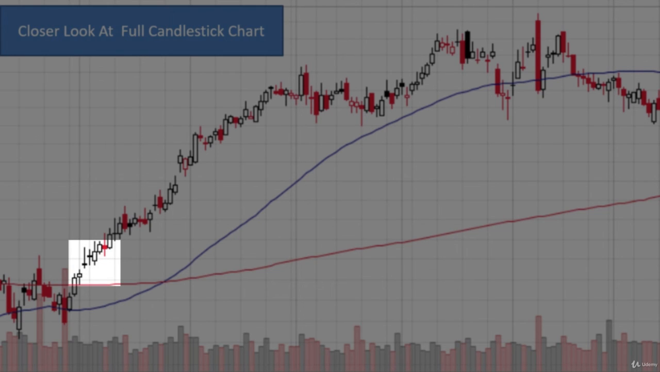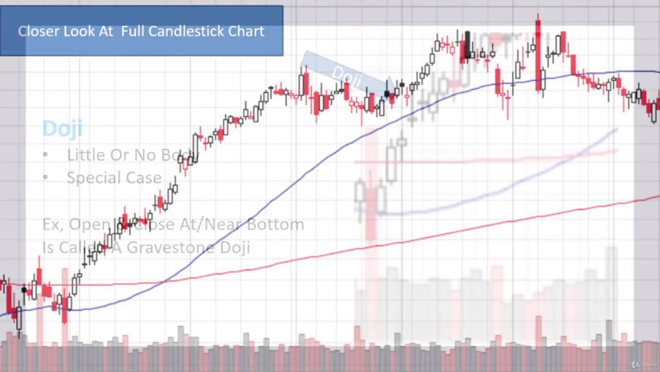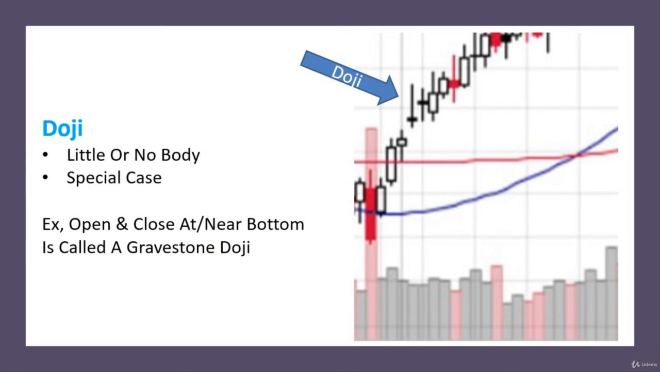You might see a candlestick that has a very long top, but not much difference between open and close. So it has a very small body, almost like a line across. That's actually called a doji, and there are things we trade around. That's a candlestick with little or no body, and it's a special case, where the open and close are occurring at or near the bottom. If it happens near the bottom, it's a gravestone doji. This is an example of a gravestone doji, where it's occurring more towards the bottom. It would be a different name if the same thing happened at the top, with open and close near the top.